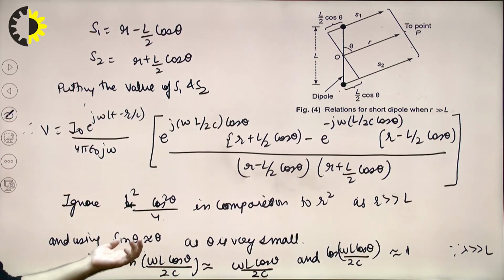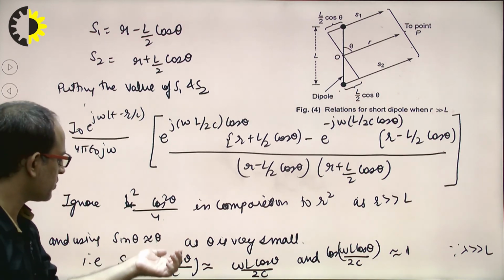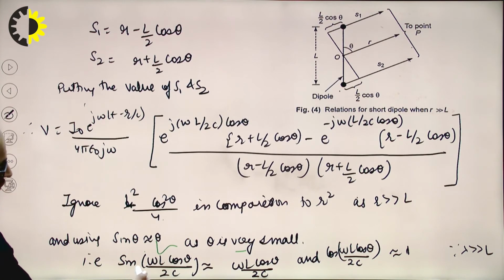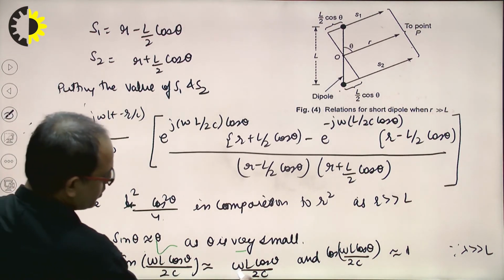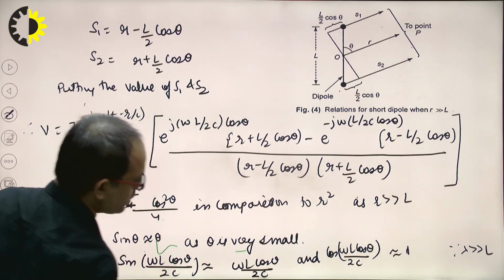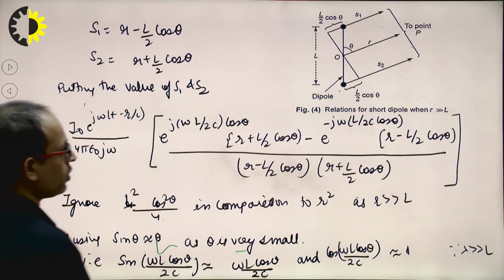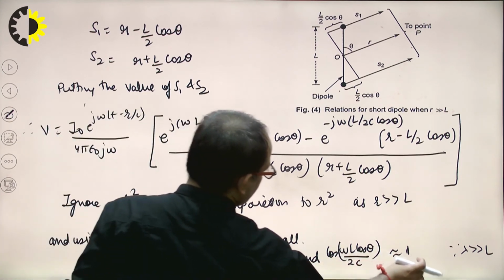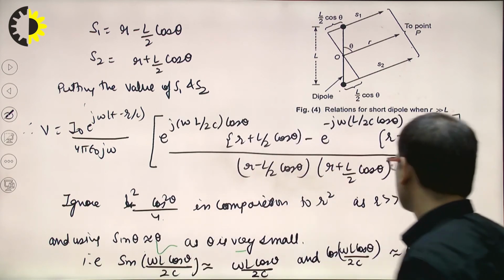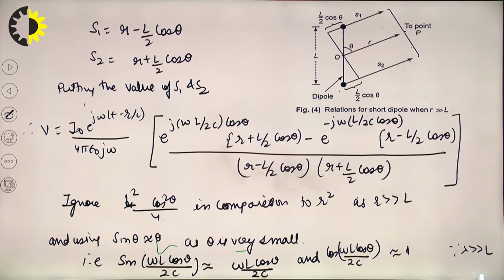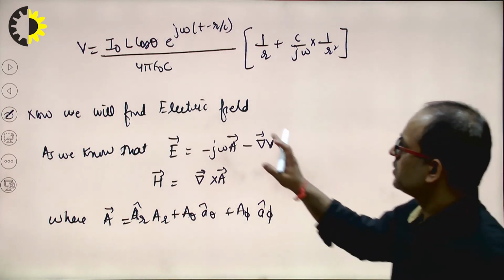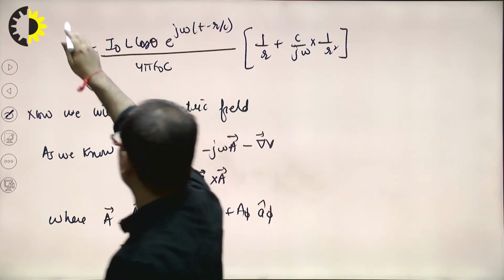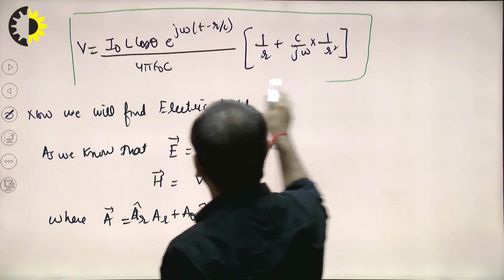And you will also see that this is theta. Use the identity sin theta is approximately theta, as theta is very, very small. Therefore sin of omega L cos theta divided by 2c will be approximately equal to omega L cos theta by 2c, and cos of omega L cos theta divided by 2c will be approximately equal to 1, because lambda is very, very greater than L. Now on putting this value you will get V equal to this one.